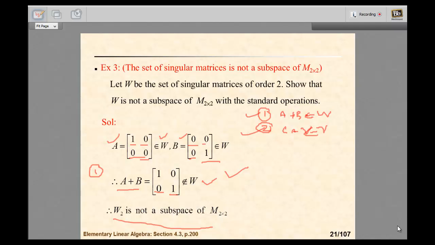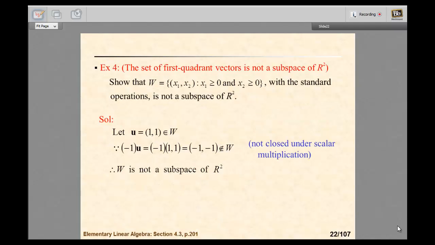Similarly, let us see one more question. Show that W is equal to (x1, x2), where x1 is greater than 0 and x2 is greater than 0, with the standard operations, is not a subspace in R square. So first of all we check the addition. The addition property holds. So let us check the other property, that is scalar multiplication.